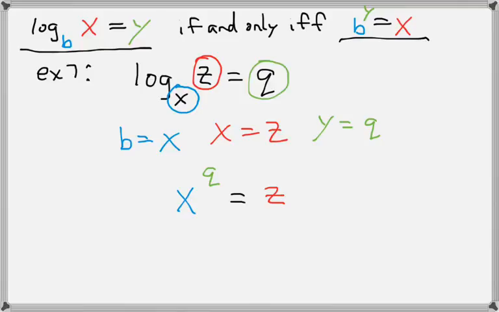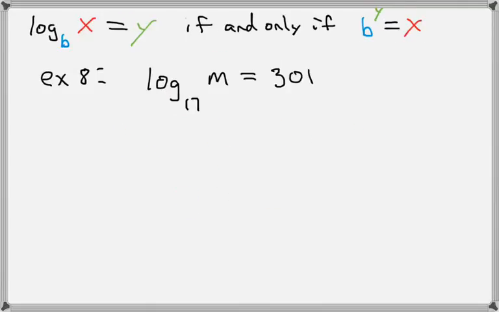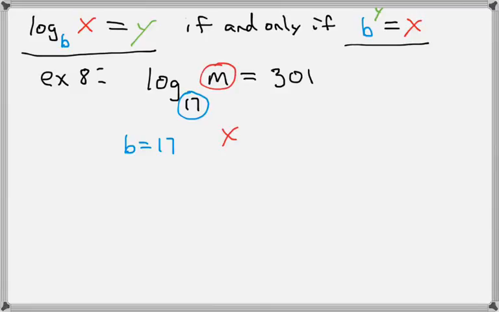And finally, let's look at one last example. Here we have log base 17 of m is equal to 301. Again, it is in logarithmic form. We want to convert it to exponential form. So identify your three pieces. Your b is 17. Your x is m. And lastly, your y is 301.